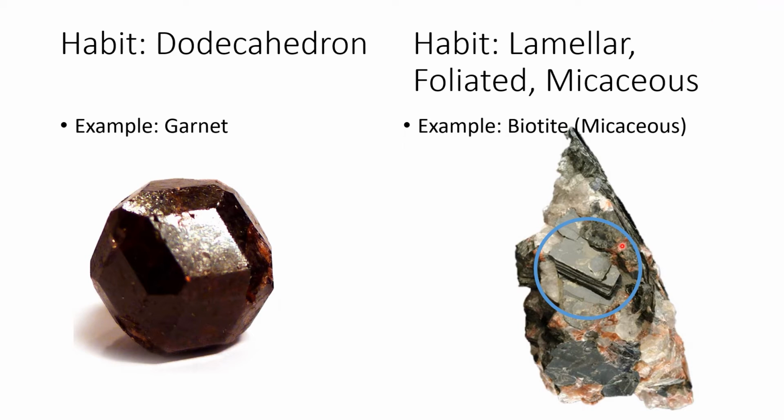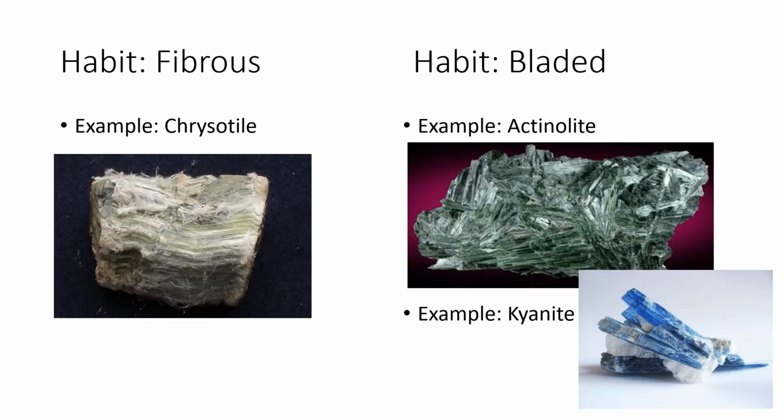And so what we see right here is biotite. This is a book of biotite, and it will legitimately just sheet. Like it'll peel into thin sheets, which we can kind of see up here. Now we have the fibrous habit. And an example of that is chrysotile, and we can see right here little fibers peeling off. Okay, and then we have the bladed habit, such as actinolite.